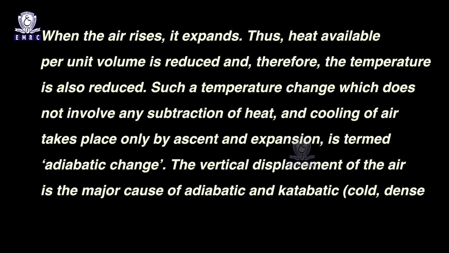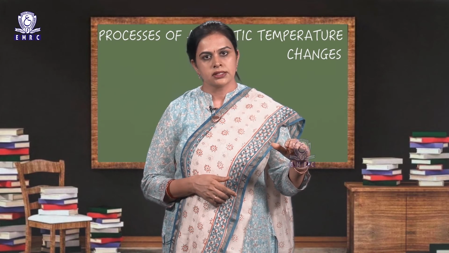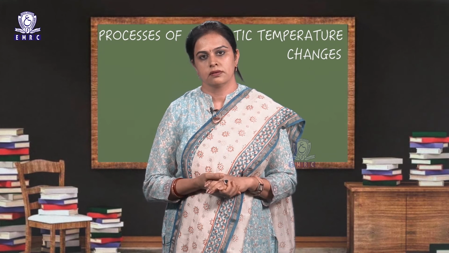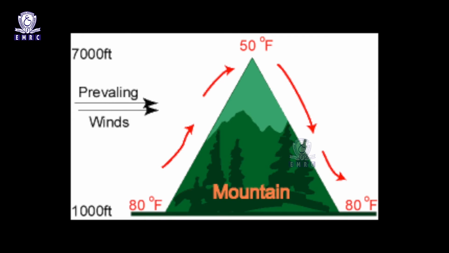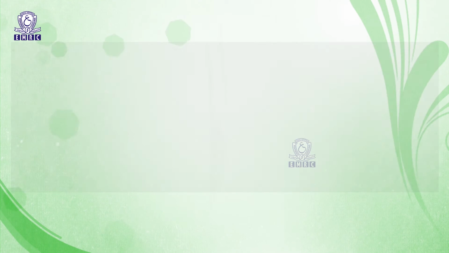The vertical displacement of the air is the major cause of adiabatic and katabatic changes. In other words, we say cold dense air flowing down a slope changes temperature. Near the earth's surface, most processes of change are non-adiabatic. Why? Because horizontal movements often produce mixing of air and modify its characteristics. And as I mentioned, in adiabatic change, you need to have a vertical characteristic.